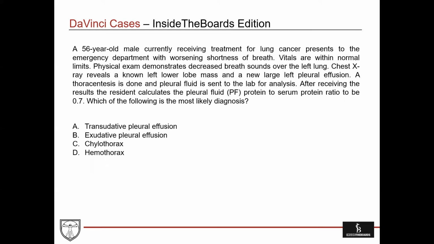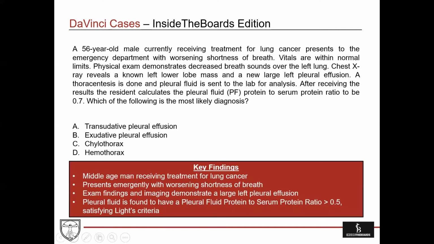They know about this left lower lobe mass, but now he's presenting with this new pleural effusion that we see on this imaging exam. A thoracentesis is done, which is a procedure where they stick a needle in the pleural space and drain some fluid out. And that pleural fluid is sent to the lab for analysis. So after receiving the result, the resident calculates that the pleural fluid protein to serum protein ratio is 0.7. And the question is asking, which of the following is the most likely diagnosis? So now I'll turn it over to Swathi to break this down and give us the answer.